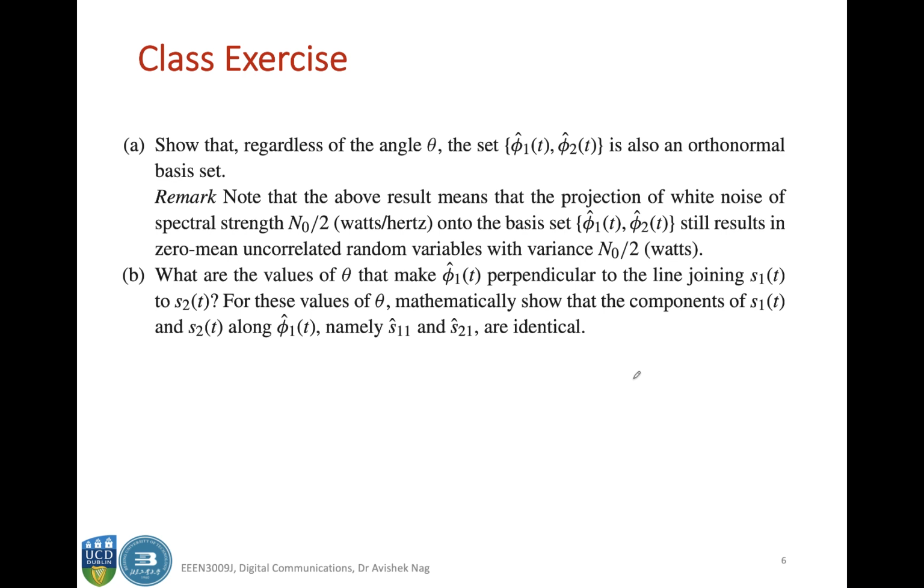Okay, so you are asked to show that regardless of the angle theta, the set phi 1 hat t and phi 2 hat t is also an orthonormal basis set. Okay, so let's try to solve the first part.